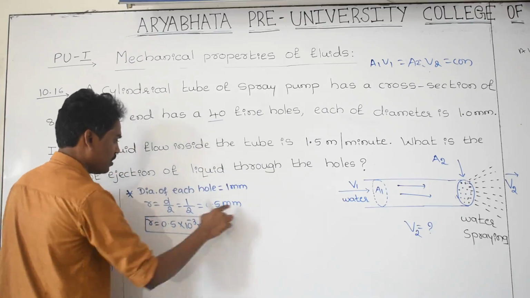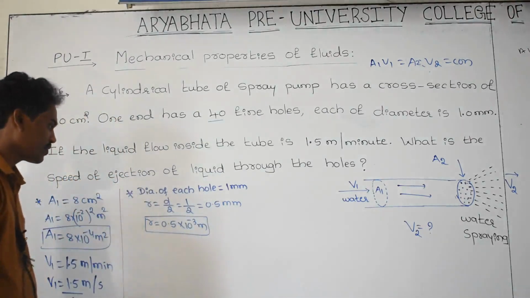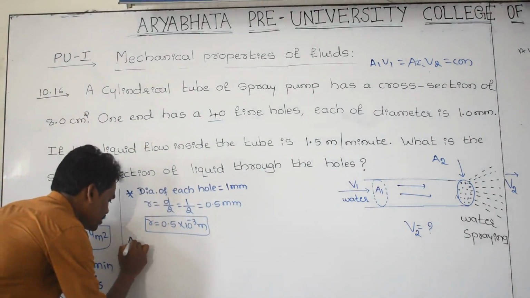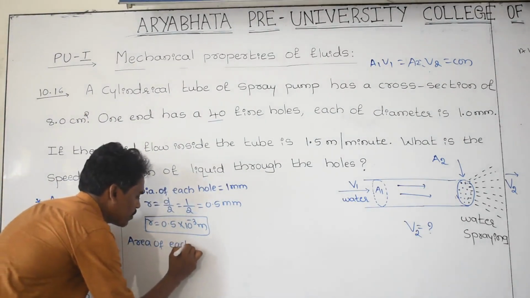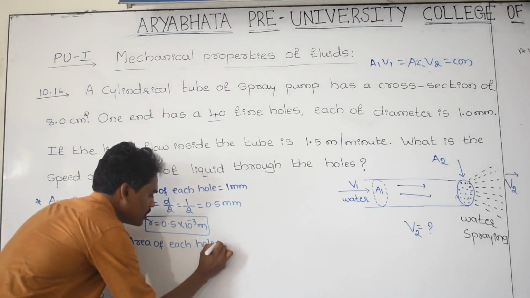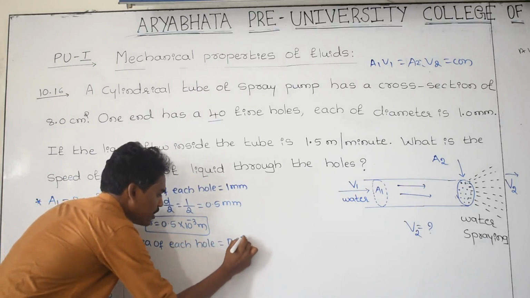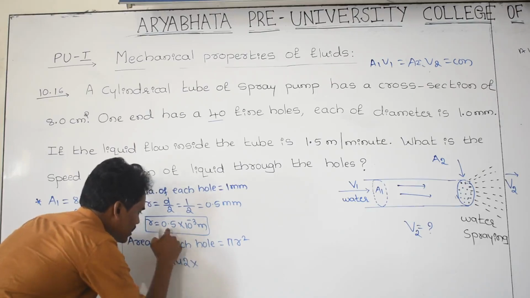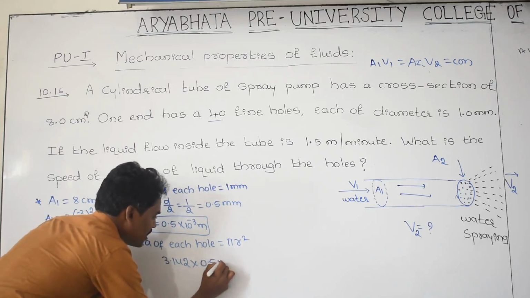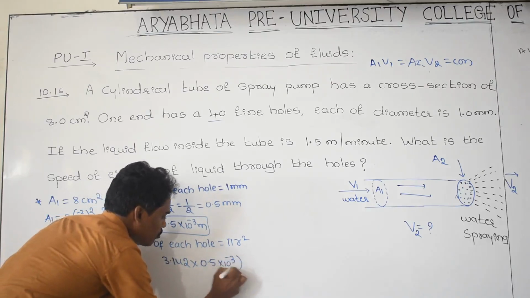That is, I have converted millimeter into meter. And area of each hole, area of each hole is equal to pi r square, as you know very well. Pi means 3.142, radius is 0.5 into 10 to the power of minus 3, whole square.